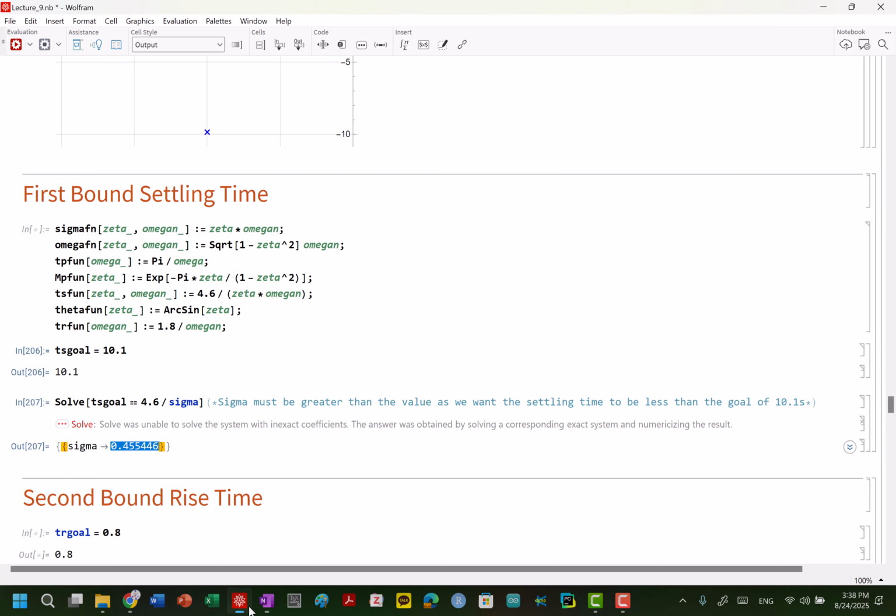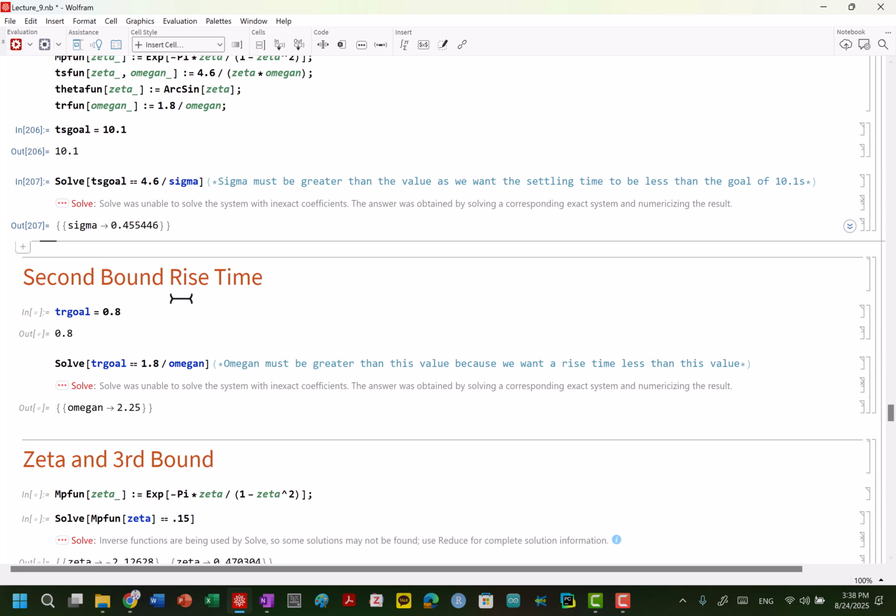Let's go to the second bound. Now we're going to make our region a little bit different. We need a rise time goal of less than 0.8. We know our rise time is just 1.8 divided by omega n, and we can set that up.